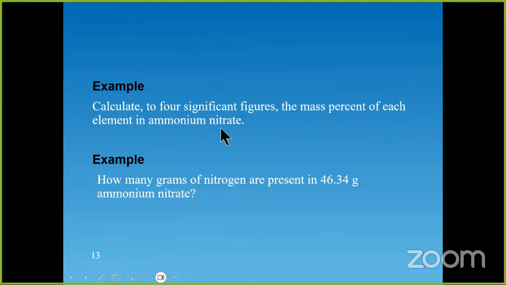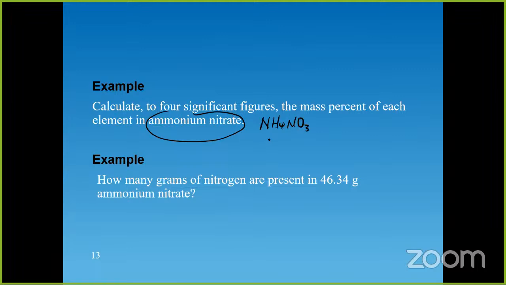So based on what we have done, I don't think we need to do these, but it's up to you if you want to. In this case, they're asking you to calculate to 4 significant figures the mass percent of each element in ammonium nitrate. The first thing you need to do is figure out what the formula for ammonium nitrate is, and that would be NH4NO3, right?